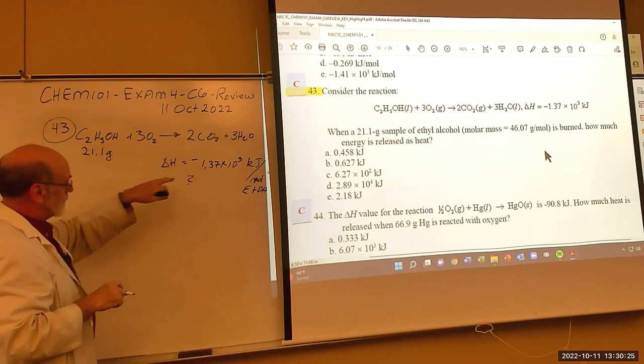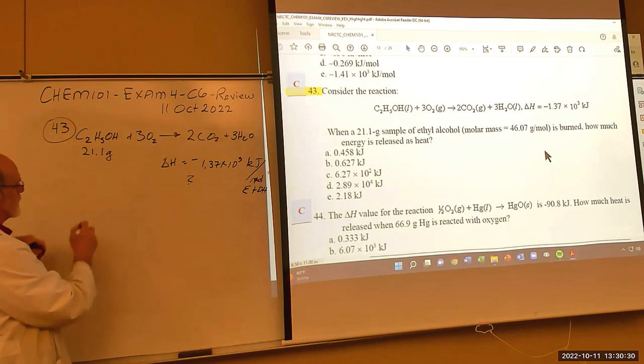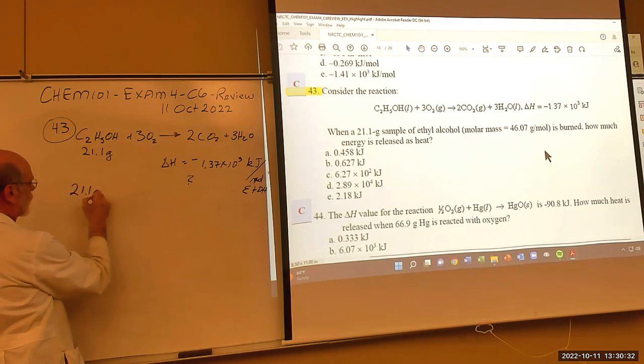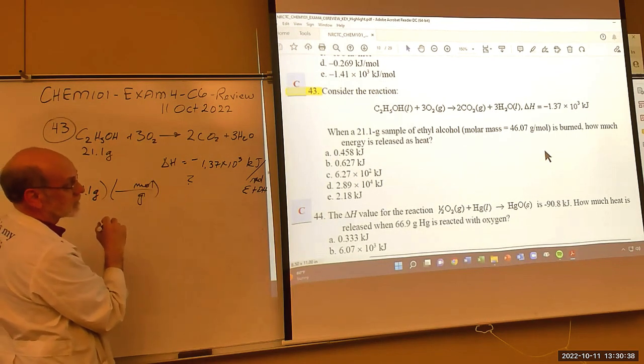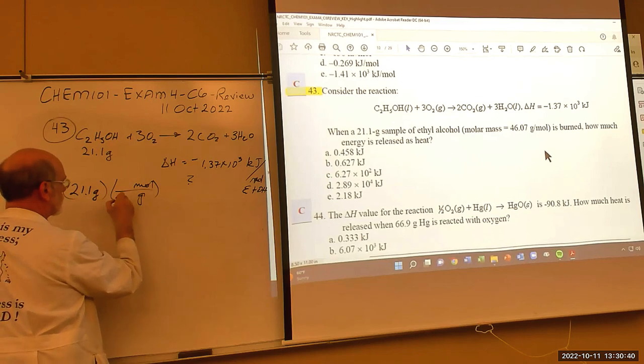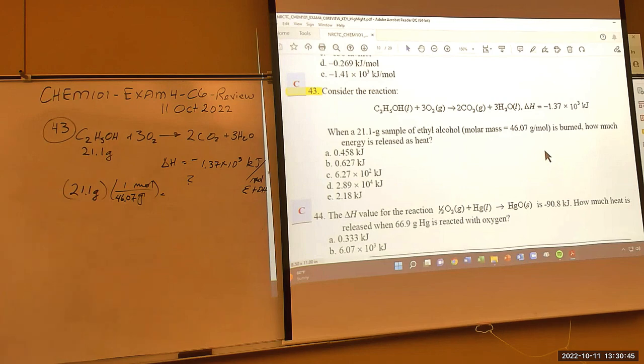So if it's that many kilojoules per mole, then we need to know how many moles of this is being processed. 21.1 grams. And they gave it to us, didn't they? 46.07 grams per mole. Okay, I guess I need to do that. 21.1 should be about a half, actually less than a half. 0.458.